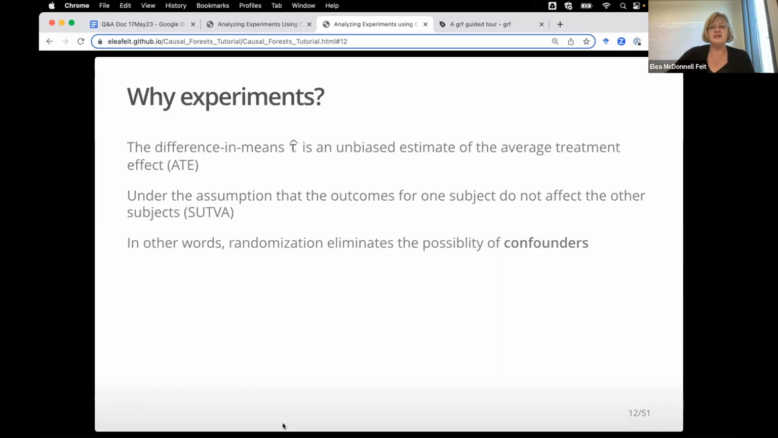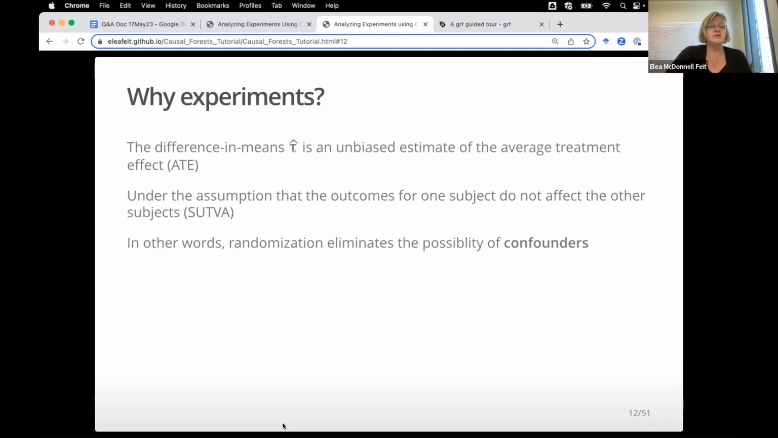So in theory, we could do the same experiment over 1,000,000 times, and each time we would get a different tau hat that would bounce around the true average treatment effect. But then if we took the average of all of those, that should be the true average treatment effect. There's one assumption that you have to make for that to be true, which is that the potential outcomes for one subject do not affect the other subjects. And this assumption has a fancy name. It's called the stable unit treatment value assumption. So that assumption means those potential outcomes are what they are, and what I do with other subjects does not affect the potential outcomes for another subject.